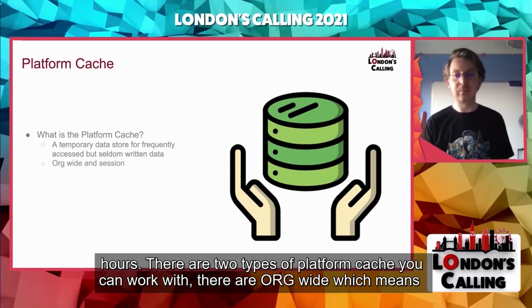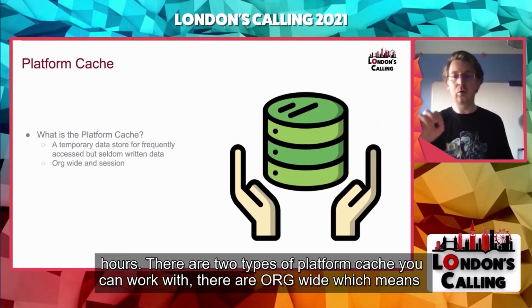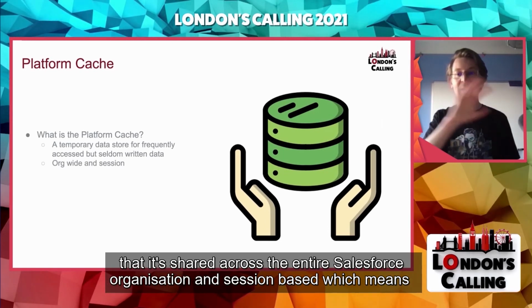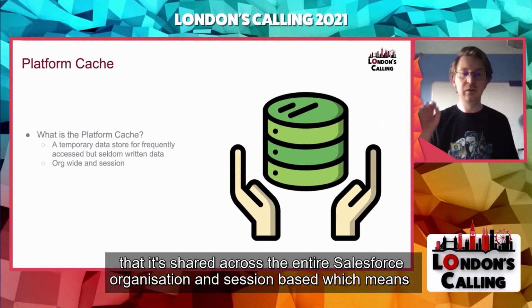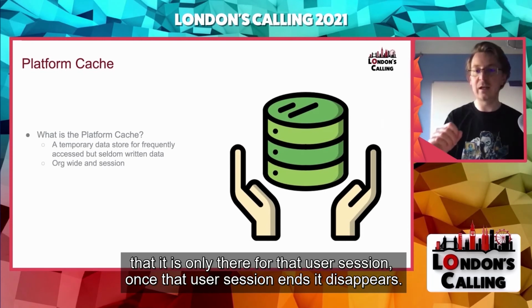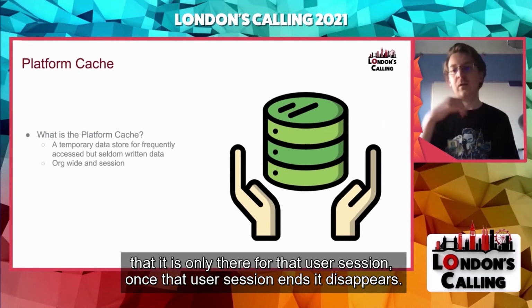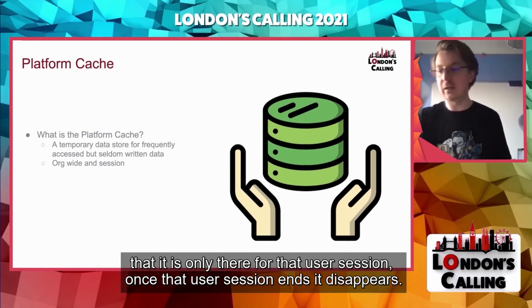There are 2 types of platform cache you can work with. There is org-wide, which means that it's shared across the entire Salesforce organization, and session-based, which means that it is only there for that user session. Once that user session ends, it disappears.